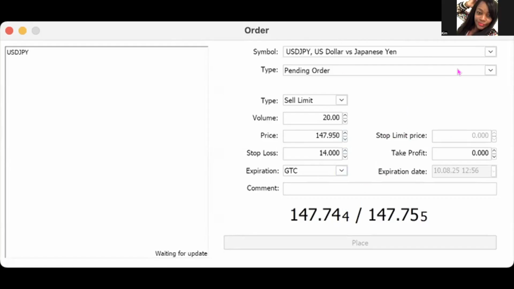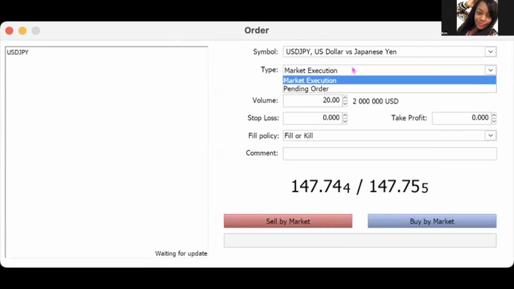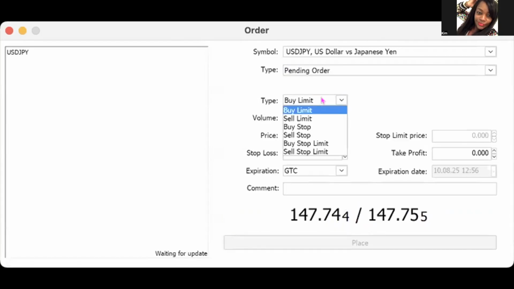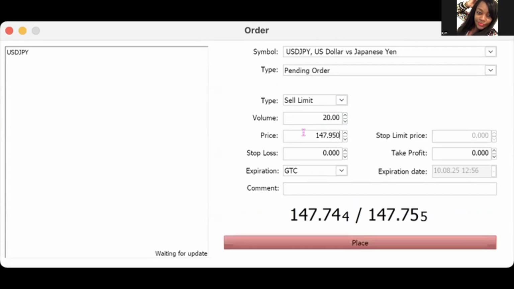When you hit new order, this box comes up. And when it comes up, it's going to be on market execution. So I change it to pending order for a sell limit. The volume is my lot size, which I mentioned, 20 lot size is $200 per pip. My price is 147,950. Okay. And then my stop loss, which I'm going to round up, is 148,150.